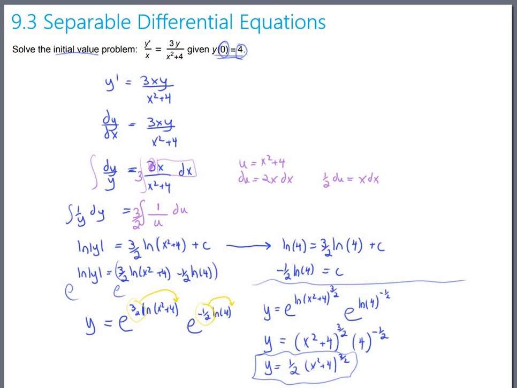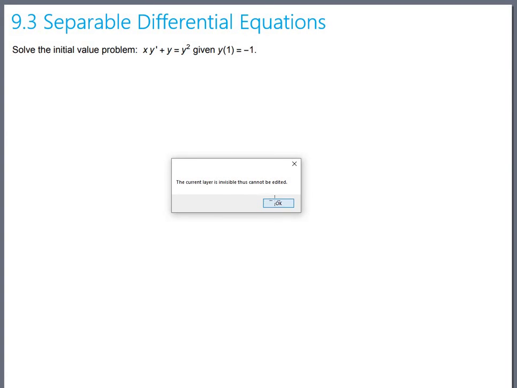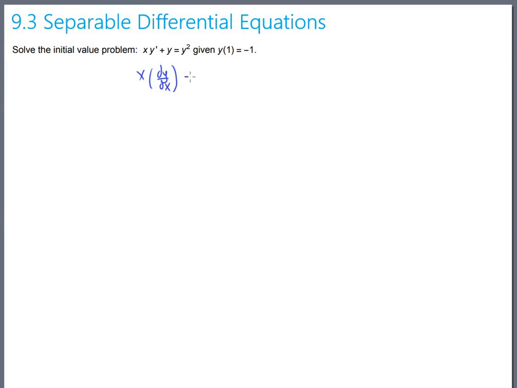Okay, let's do one more initial value problem. Okay, so here's another one. Again, we hope that it is separable. So let's get on the right layer. Let's write x times dy dx plus y equals y squared.